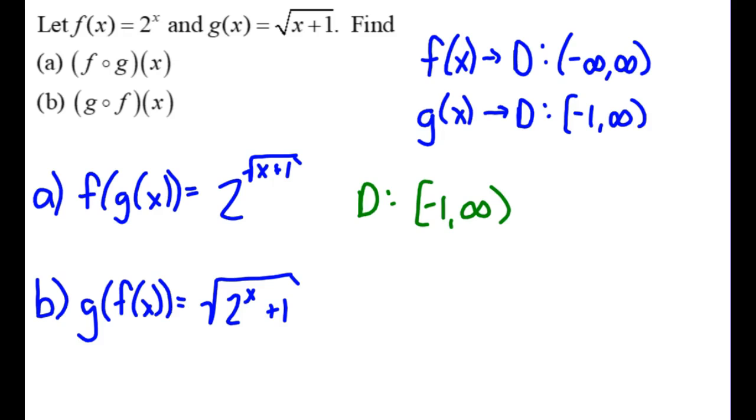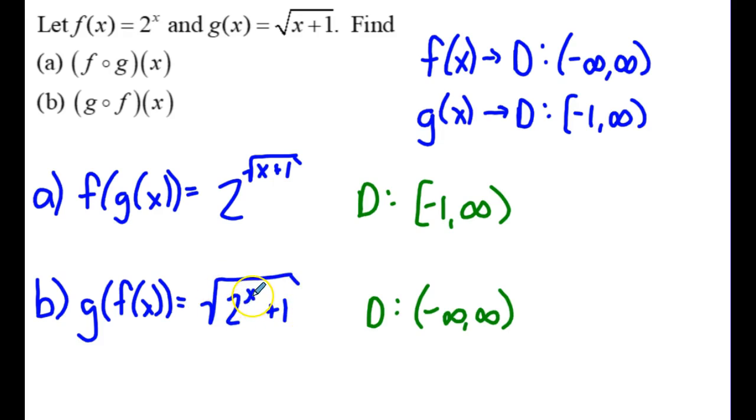Now we want to look at the domain. First, we have to look at the domain of f of x, which is negative infinity to infinity. Then we have to look at the domain for our entire new composition. Okay, so we said the domain of f of x was negative infinity to infinity. If we look at the domain of this whole expression, well, we have a radical, so we have to be concerned with any values that are going to make the expression underneath our radical negative.